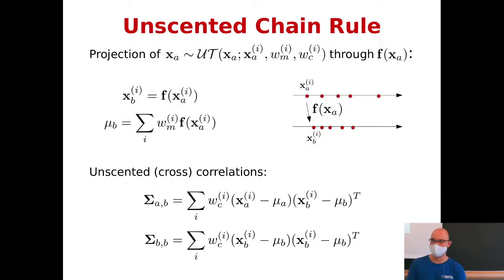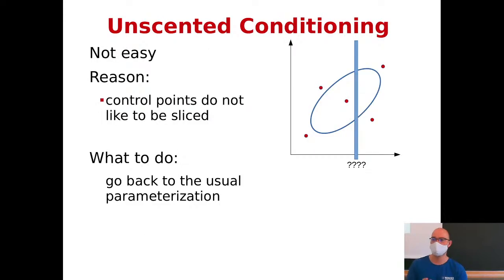Okay, now we are able to do the chain rule, and now we need to do the conditioning, right? And then, having defined the conditioning, we can plug in these very same operations into our generic filter derivation and obtain a new filter, which we will call the unscented Kalman filter.